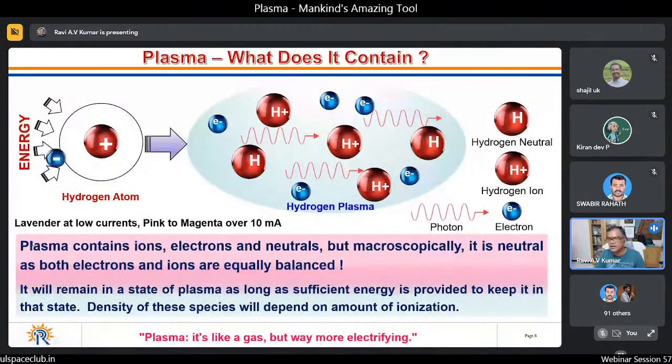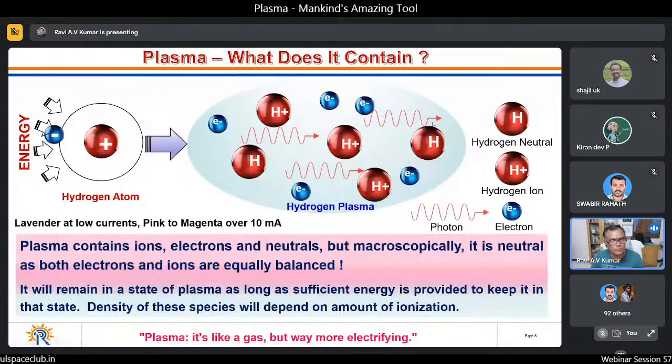Now, what does plasma actually contain? Let us take a simple hydrogen atom. It just has one electron. But if you give it a sufficient amount of energy to knock out that electron, what do you have? This is the hydrogen atom, and what you see here is H plus. Why do you get H plus? Because you remove an electron from the atom, it is no longer neutral. So you have an electron here and an ion. And this whole combination of electrons, ions, and unionized atoms is called the plasma.